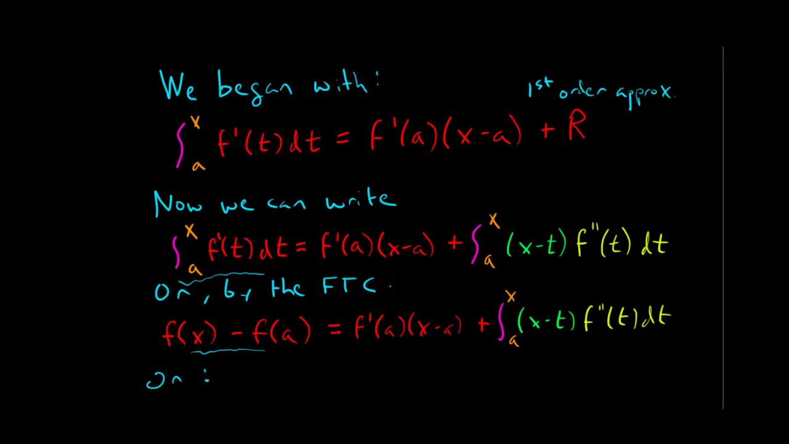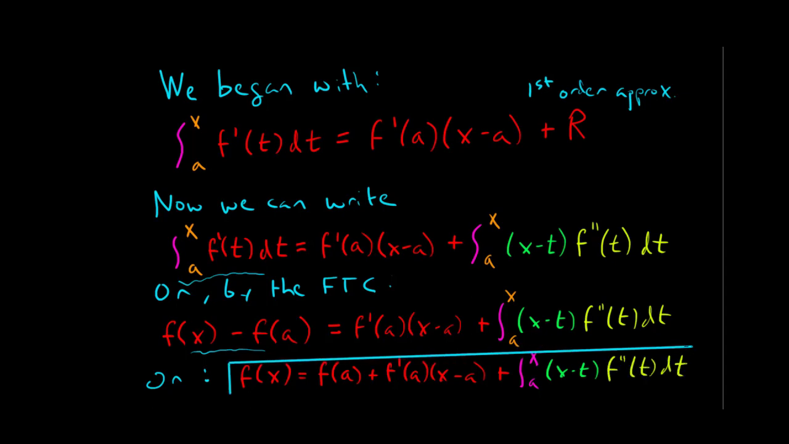We can write f of x equals f of a plus f prime of a times x minus a plus this integral from x to a of x minus t times f double prime of t dt. So we're beginning to construct our Taylor series. I'm going to put a box around that. That's an important equation.